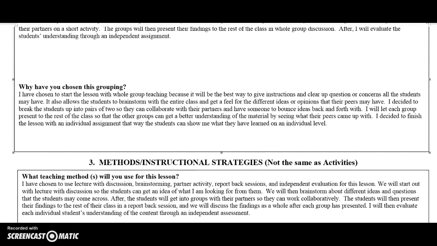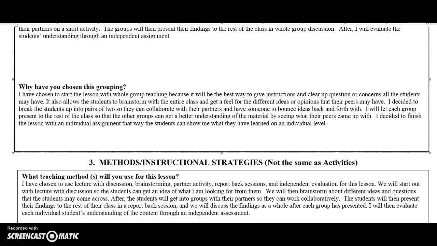Why have I chosen to use this grouping? I've chosen to start the lesson with whole group teaching because it will be the best way to give instructions and clear up questions or concerns all the students may have. It also allows the students to brainstorm with the entire class and get a feel for the different ideas or opinions that their peers may have.